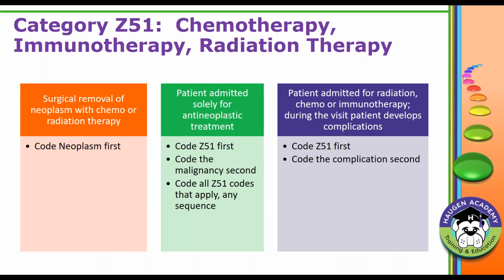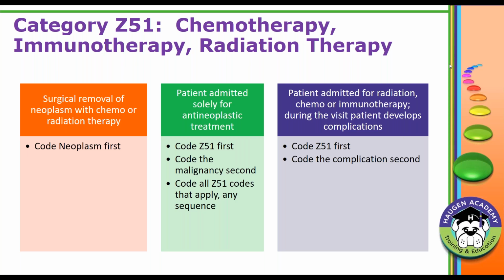So next we have category Z51 for chemo, immunotherapy, and radiation therapy. That category is called Encounter for Other Aftercare in Medical Care. I mentioned this code previously a little bit, but this code is used when the patient is admitted solely for anti-neoplastic treatment. You're going to code the Z51 first. You can code the malignancy second, and you can code more than one Z51 code depending on what is being done during that visit or during that admission.